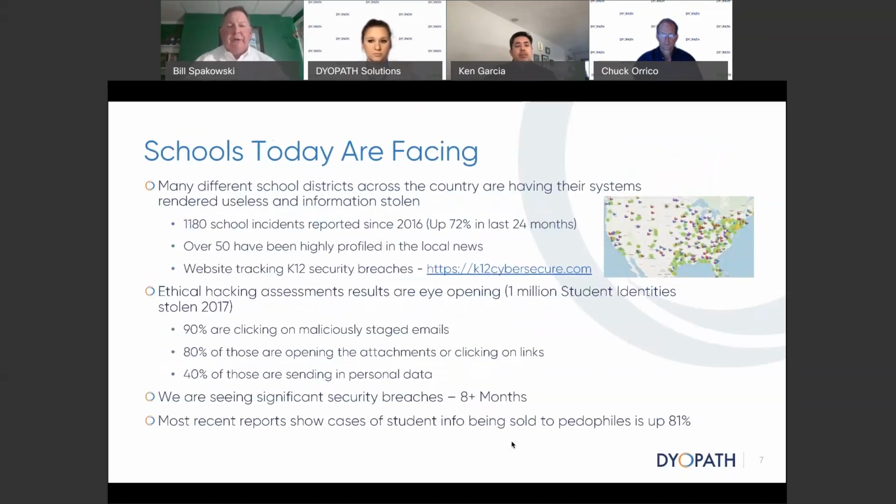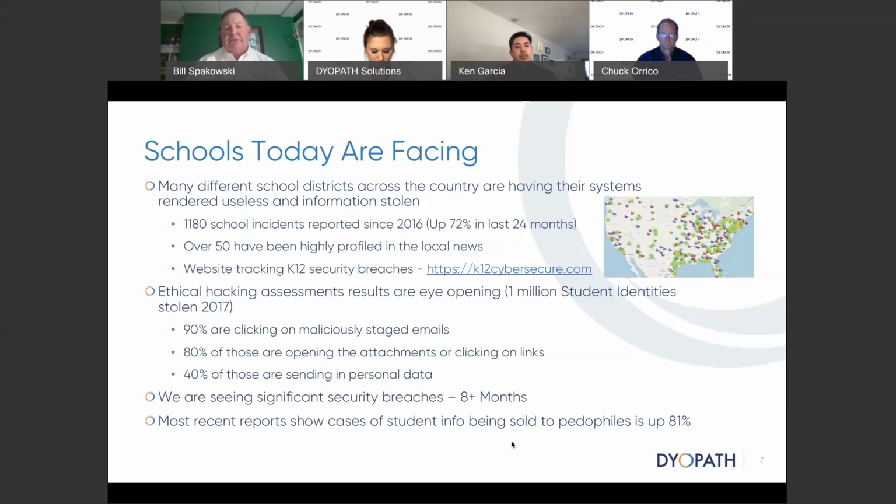So what are schools facing today? This is really kind of scary. We've seen that since 2016, there's been 1,180 school incidents reported, and that number is up 72% in the last 24 months. And I'm sure everyone's aware of the highly visible accounts that have been out there, like the Baltimore community school districts and the things that are happening there.